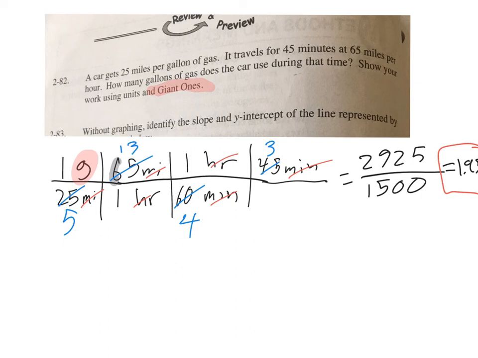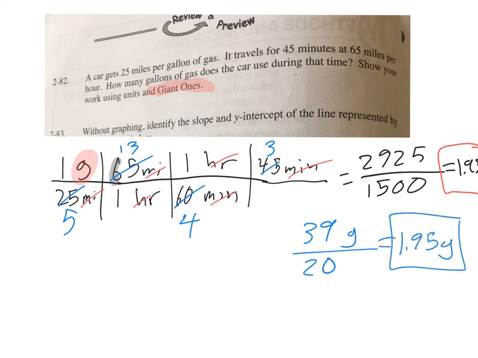Might be a little bit easier. So 13 times 3 is 39. We still have gallons on top, over 5 times 4, which is 20. And if you do 39 divided by 20, you get 1.95 gallons as well. So that might be a little bit easier way to do it if you don't have a calculator. You could just reduce or cancel some of these numbers.